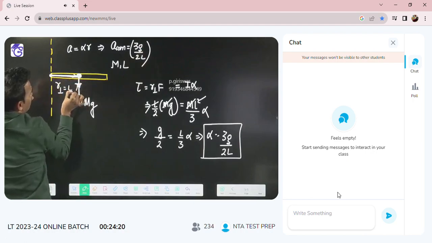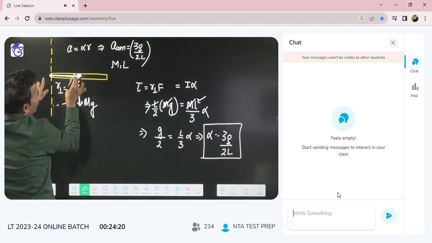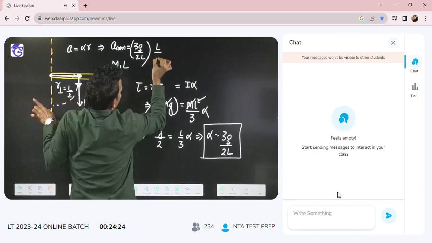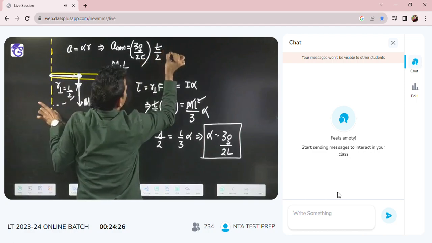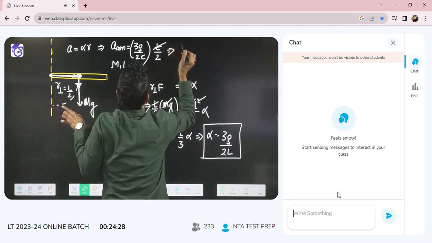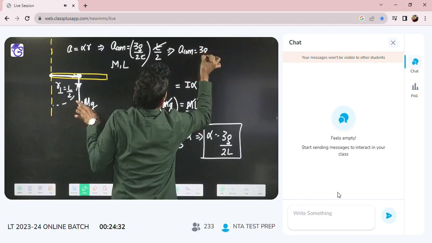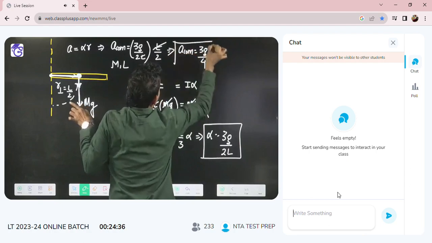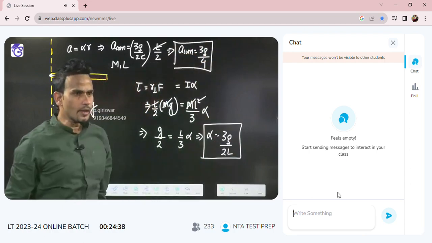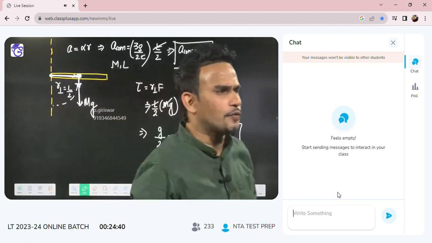Our center will move in a circle. What is R for center? L by 2. So from here L will get cancelled. You can get acceleration of center of mass also. That acceleration of center of mass will come 3g by 4. Is it okay? 3g by 4. That is the acceleration of center of mass.